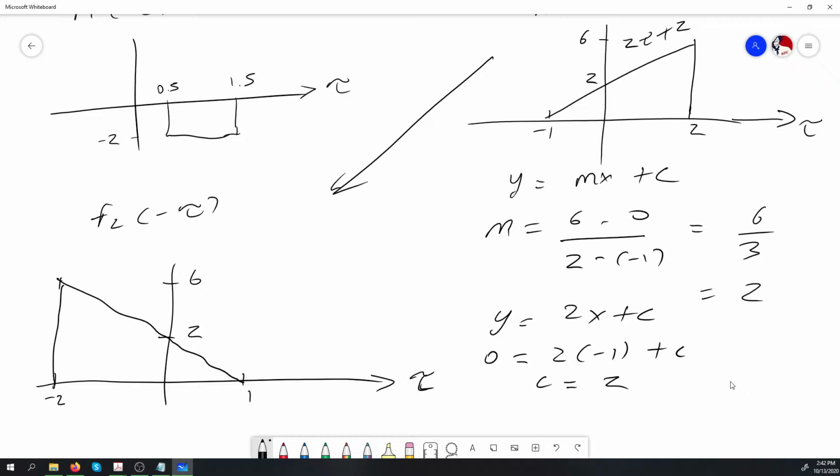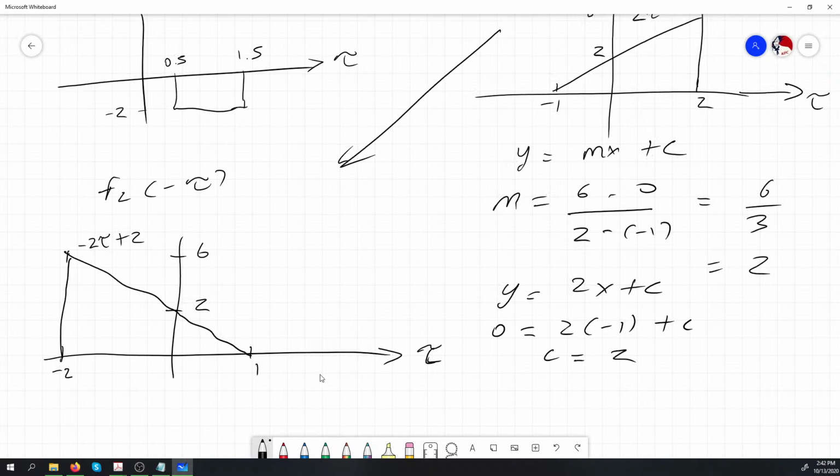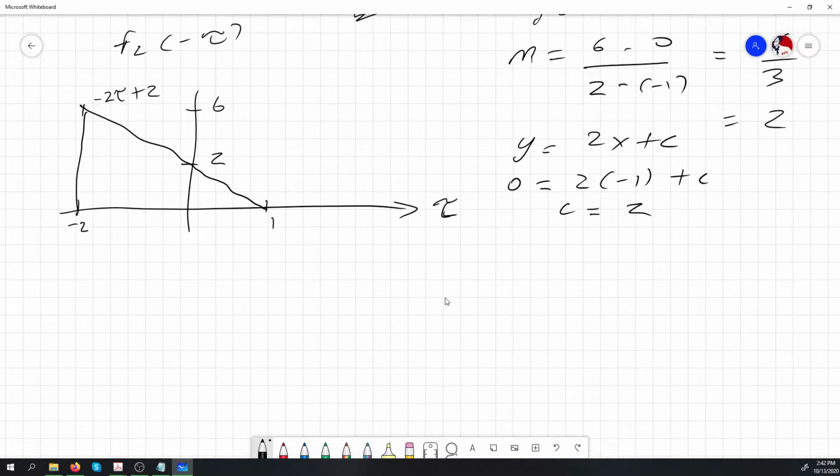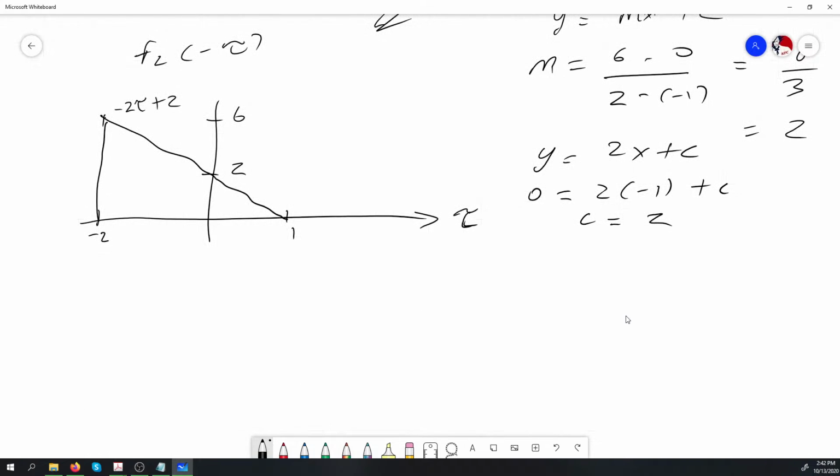In flipping this signal, the equation of this line is going to change accordingly. Because we saw for this equation it was 2 tau plus 2, but in flipping this, the equation of the line will become minus 2 tau plus 2. At least that's what I think it is, and we can verify the equation of the line as such.